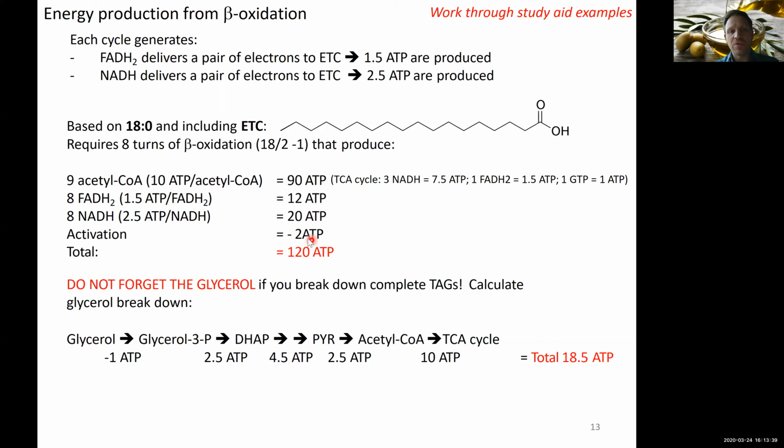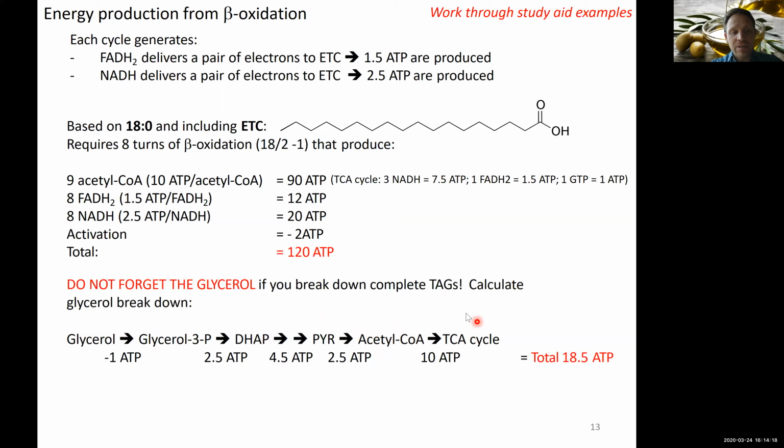On top of that, if you go from a total lipid, you also need to take into account the breakdown of glycerol. Remember our lecture 4, where we had shown how glycerol can enter the glycolytic pathway and be broken down. So in this case you get additional ATP from the breakdown of glycerol through glycerol 3-phosphate, conversion to DHAP. DHAP can be run through the glycolytic pathway. We have our PDH reaction through acetyl-CoA that can run to the TCA cycle. This gives us a total of an additional 18.5 ATP.